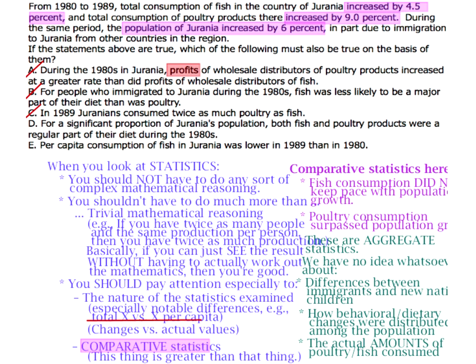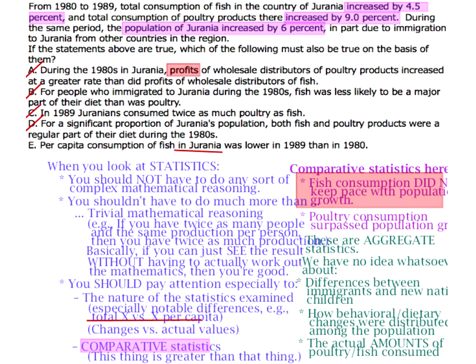Same thing with D. Again, replace poultry with caviar, and you will get it. The actual regular part of their diet means that these were large amounts. And again, we totally don't know that. This could have gone from a microscopic amount to another bigger microscopic amount. We don't know.